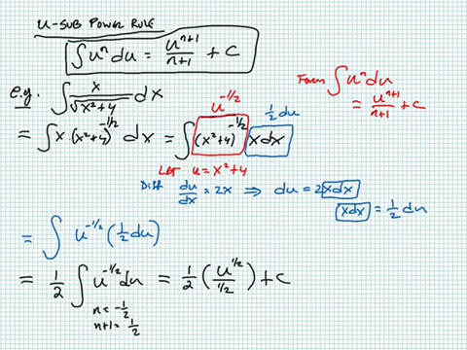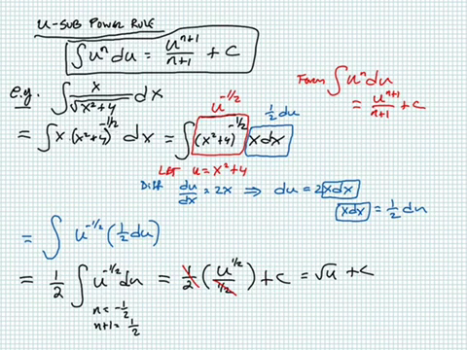And as you can see here, the two 1/2s cancel, and that leaves me with the square root of u plus c. Now, the very last step that you need to do is put your u back into this equation. Don't leave it in terms of u, because what I'm actually solving for here is the antiderivative of x over the square root of x squared plus 4 dx, and so I need this in terms of x. Go back here. I know this is going to be equal to the square root of u plus c.